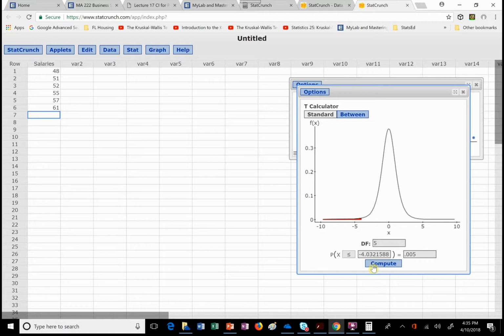Okay, that's my critical value. That's telling me how many standard deviations wide I have to make the margin of error. Okay? So now we're basically ready. All I'm going to do is multiply these two. So my standard error is 1.898 times my critical value, which is 4.032, and that comes out to 7.65 roughly. That's my margin of error. Okay?